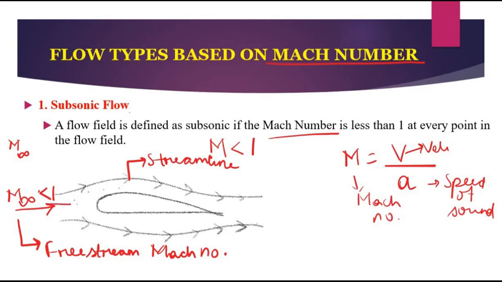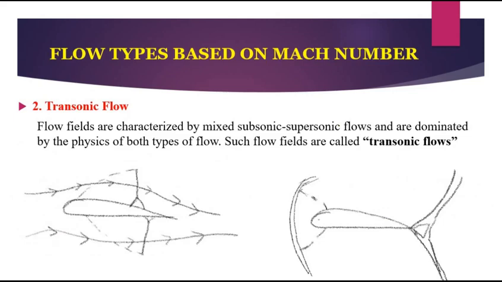That is, when the air is coming this way, let us consider at this point it is less than 1. But it is not necessary that it will be less than 1 till it crosses the airfoil and surpasses the airfoil. Yes, so there can be changes in the Mach number. So the flow field where at every point my Mach number is less than 1 is known as subsonic flow. Proceeding further, we have the second type of flow, that is the transonic flow.